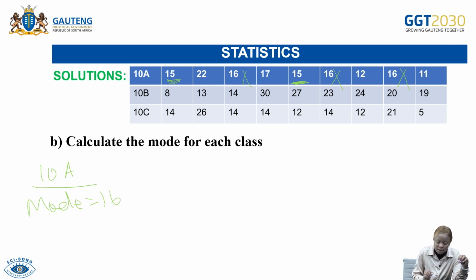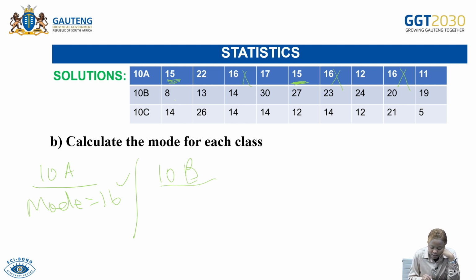So it means the number that appears the most in that case is going to be 16. Why are we not taking 15? Because 15 only appears twice, and 16 appears 3 times. So our mode for that data set is going to be 16. You're just going to get 1 mark for that. We move to 10B.